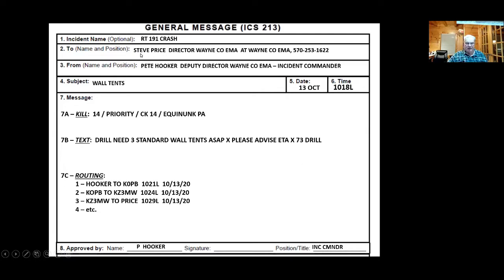Hooker, that's Mr. Hooker up here, gave the message to K0PB, time and date. K0PB sent it to KZ3 Mike Whiskey, time and date. Mike Whiskey gave it to Steve Price, time and date, etc. That's how you would do the routing. This fixes all the problems.